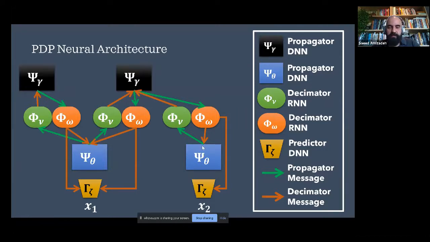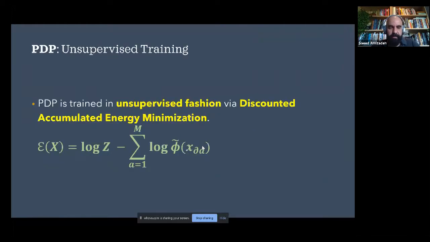But the next step is we need to define what training is, that is, what our loss function is. What we propose in this work is unsupervised training, using what we call discounted accumulated energy minimization. This is very attractive because it is completely unsupervised. We don't need labeled examples. We can just generate examples in memory or use some unlabeled examples and learn from them.